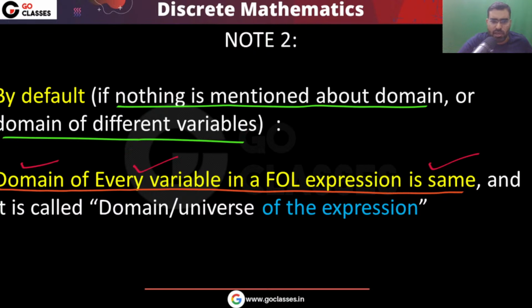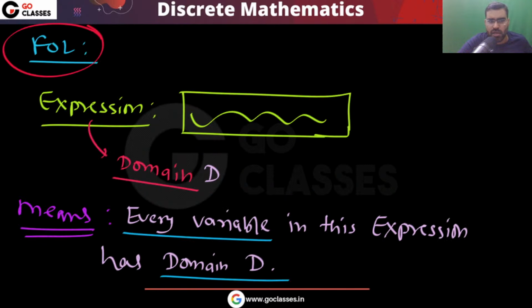But if I tell you that the domain of a different variable is different, then you have to consider that. So in the question, if some other information is given to you, you have to consider that information. But if there is no information about the domain of different variables, if it is not given, then you have to consider that every variable has the same domain. That will be called the domain of this expression. So domain of expression means every variable in this expression has this domain.